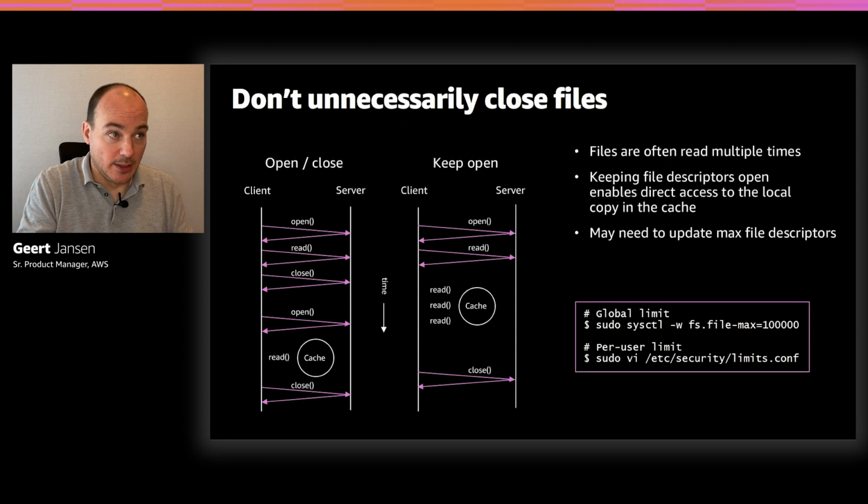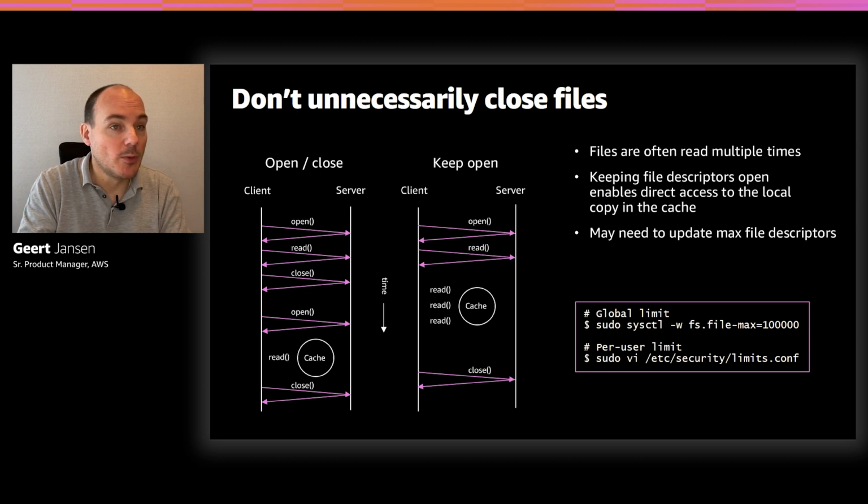So first one, don't unnecessarily close files. Oftentimes applications, because when they were written, the programmers didn't really think about open and close being expensive. So say that an application needs to open the same file multiple times. This might be a configuration file, might be some kind of input file with parameters, or whatever file it is. The easiest way to do that is just to open the file when you need it, read the contents, and then close it. So when you do this on NFS, you get into the situation indicated on the left.